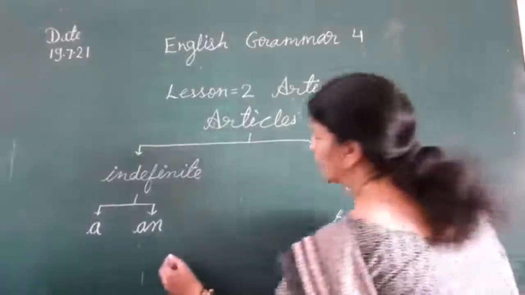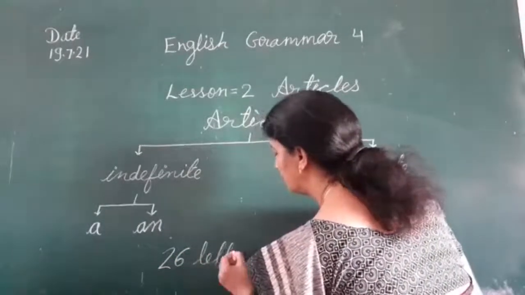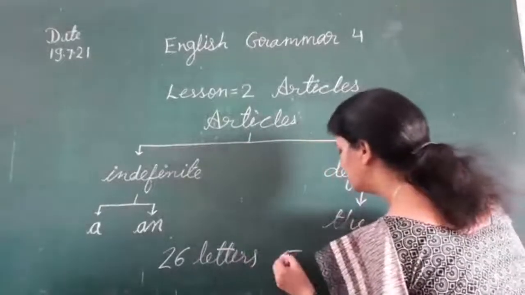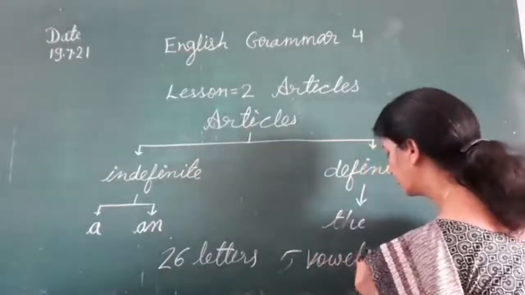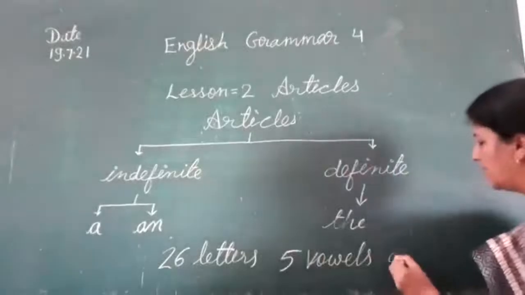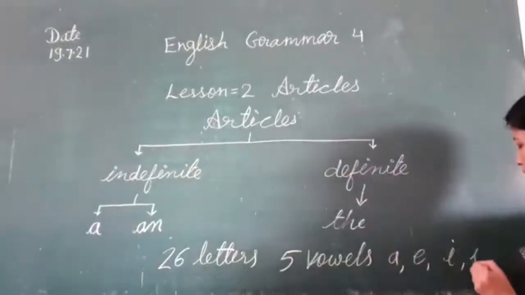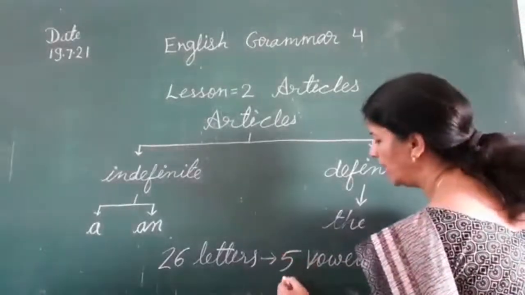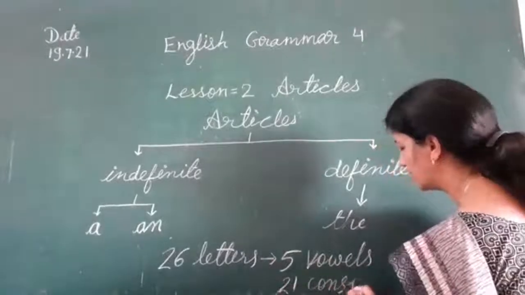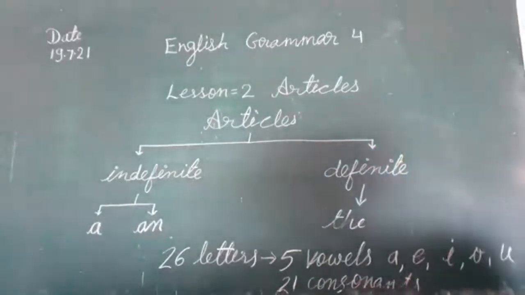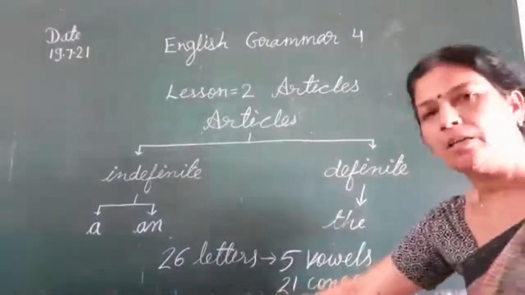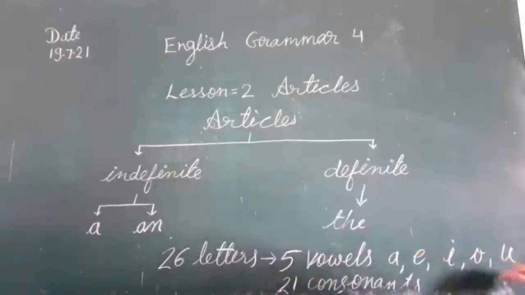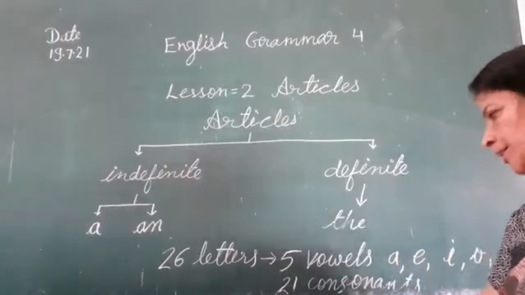There are 26 letters in our English alphabet. 5 are vowels: A, E, I, O, U. 5 letters are vowels and 21 letters are consonants.